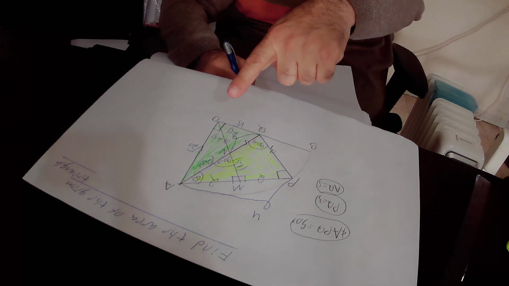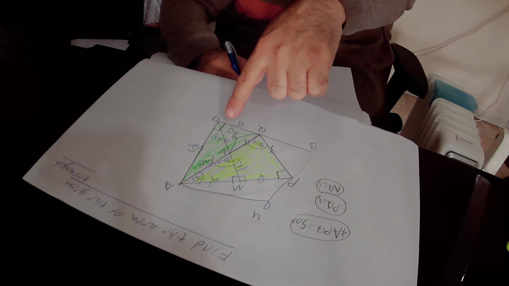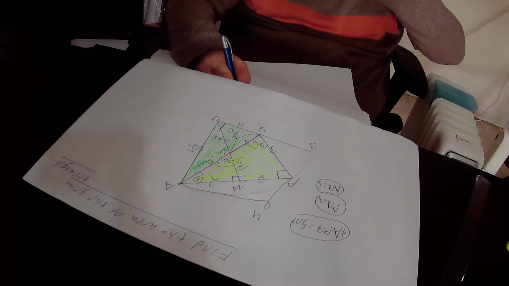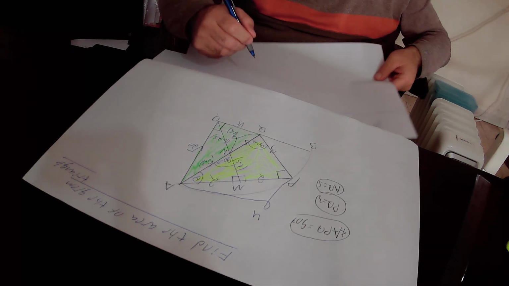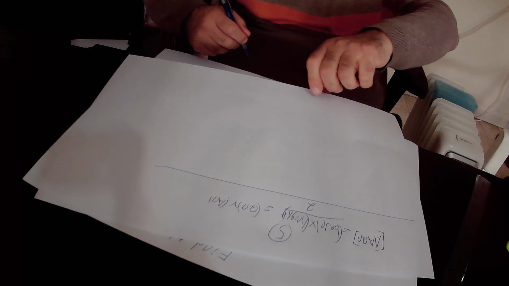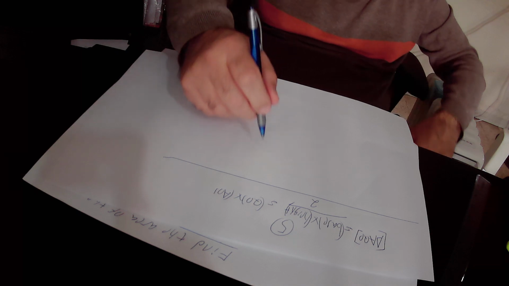Why is AO the height to the base? Because it creates 90 degrees with the base here. This angle equals 90 degrees. Repeat again. The base of the green triangle AQO is QO and the height is AO, all divided by 2.